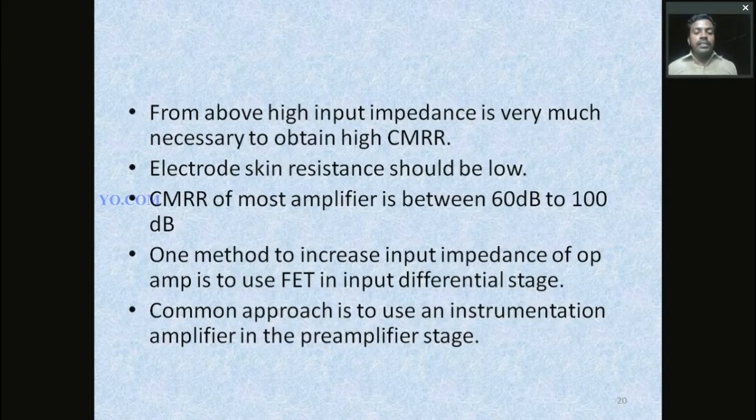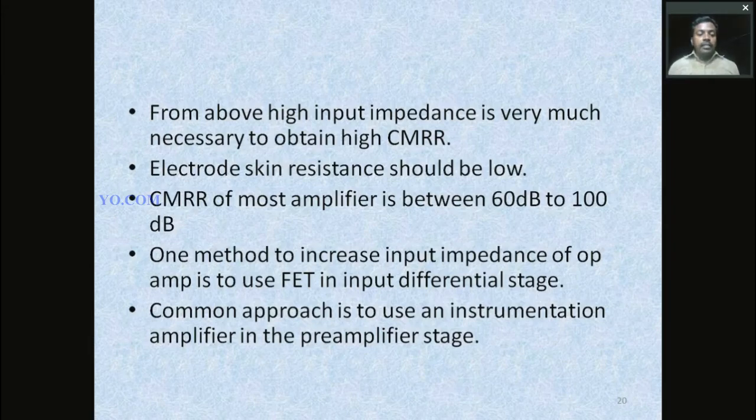The electrode skin resistance should be low. The CMRR of most amplifiers is between 60 dB to 100 dB. Okay, the CMRR of most of the amplifiers should be 60 dB to 100 dB.